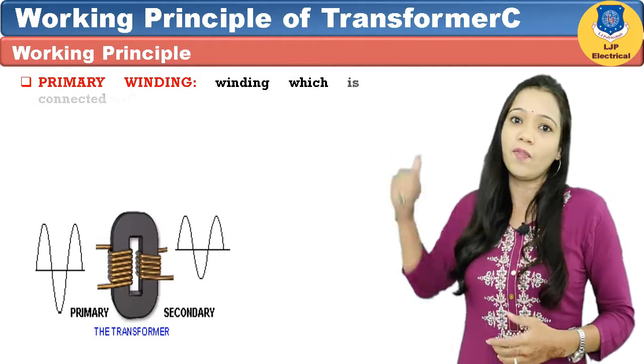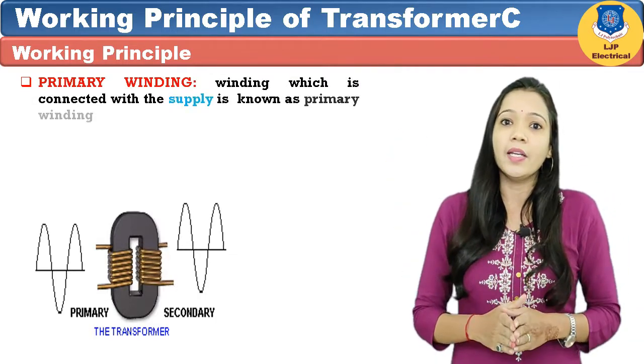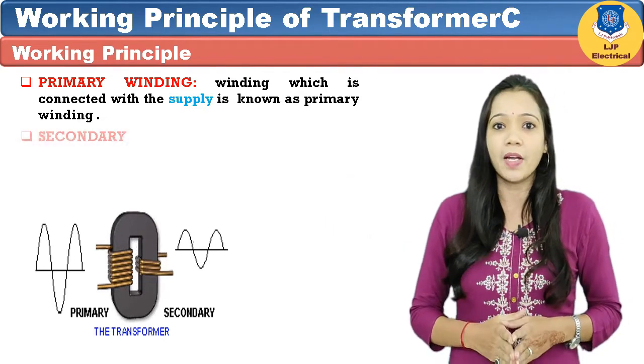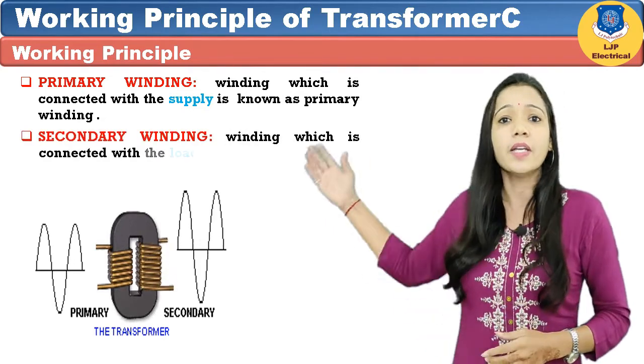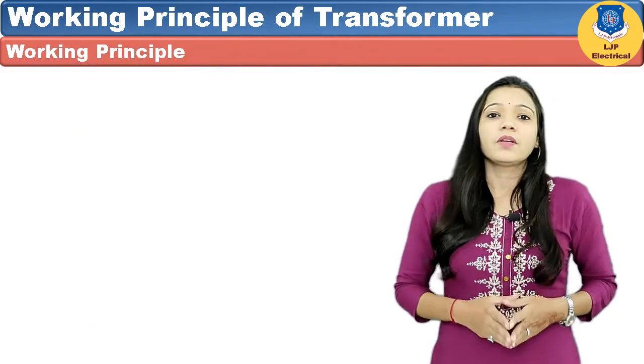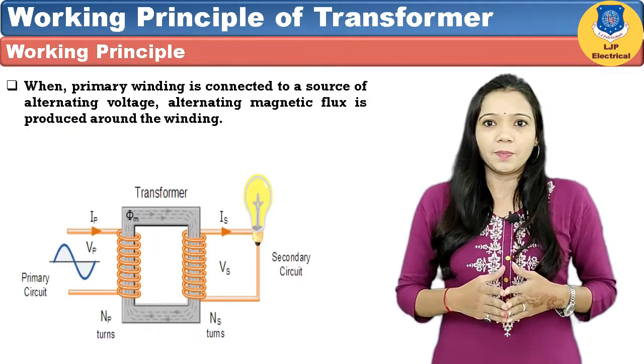You can see from the figure, the primary winding which is connected with the supply is known as a primary winding, and the secondary winding which is connected with the load is known as a secondary winding. So let's start with the working principle.